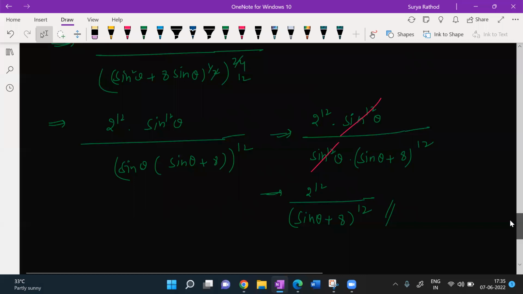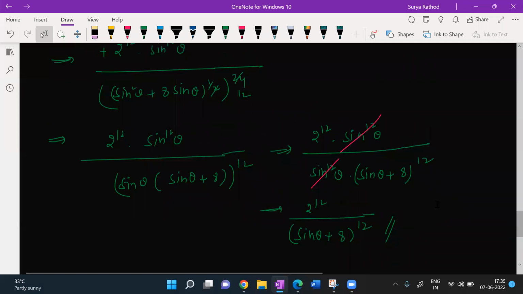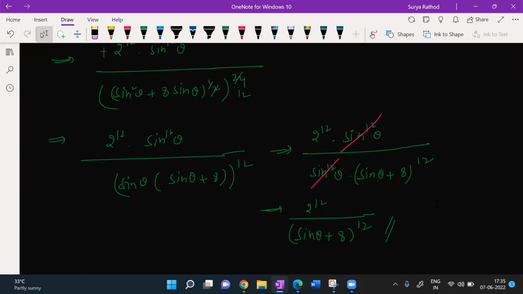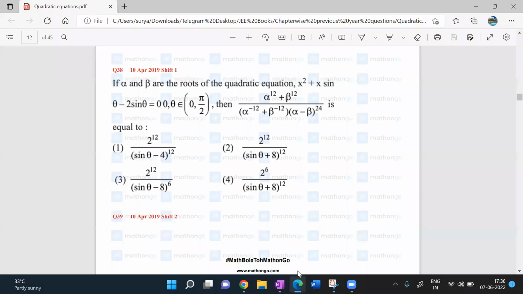So for your understanding purpose, I solved in a very slow manner, or else we will not be solving all these steps in the JEE exam. We'll be writing a couple of direct steps. You must get habituated to that particular process.